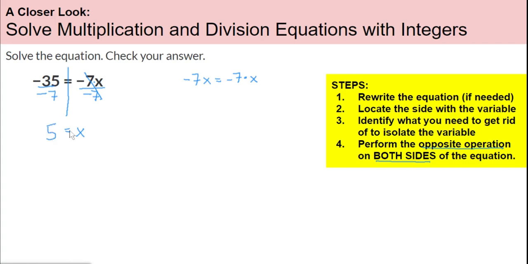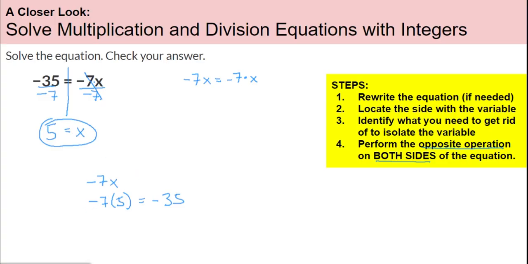Okay, so let's check our answer to see if this is correct. Negative 7x. We said x is 5, so negative 7 times 5. Negative 7 times 5, well, that will be a negative. 7 times 5 is 35, so negative 35. And that is the answer. So this is correct. X equals 5.